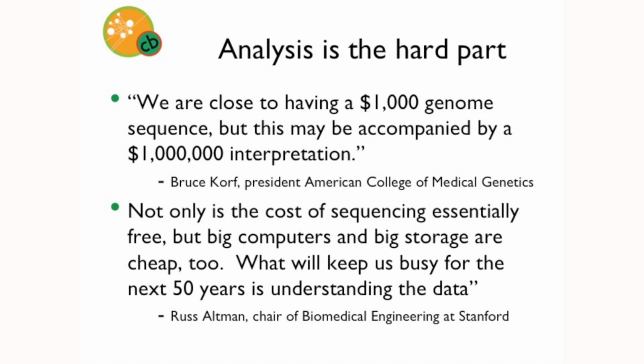So the issue turns out, now that we have these cheap sequencers and we can get a whole human genome for $1,000, the problem is, what do you do with that information? How do you make any sense of it? And that we're still working on. And in fact, I love this first quote. He's now the past president of the American College of Medical Genetics, Bruce Korf, who said, we have a $1,000 genome, but actually understanding what we get out of that $1,000 genome costs $1 million. And so that we can't afford for all those genomes.